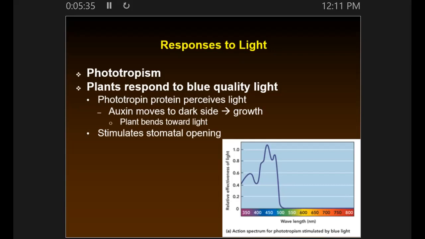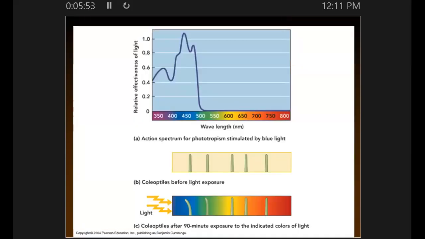So in the morning, when the sun comes up and hits a plant, it's the blue quality of light that strikes the leaves and the stomata and the guard cells, and tells the guard cells, go ahead and open up. It's sunrise. We can start doing photosynthesis. All right, so that blue quality of light.